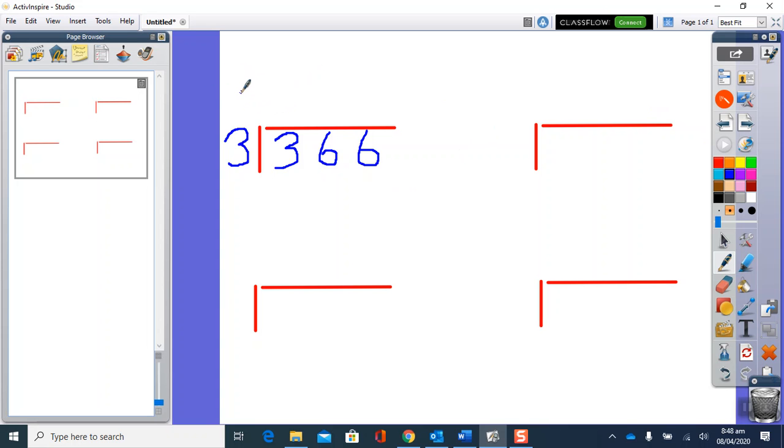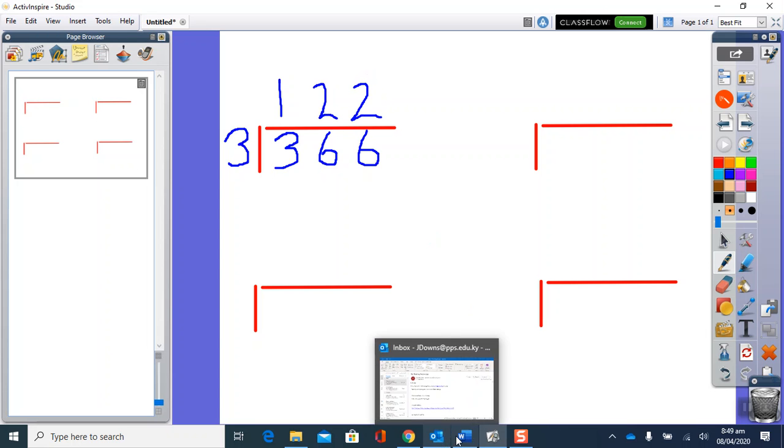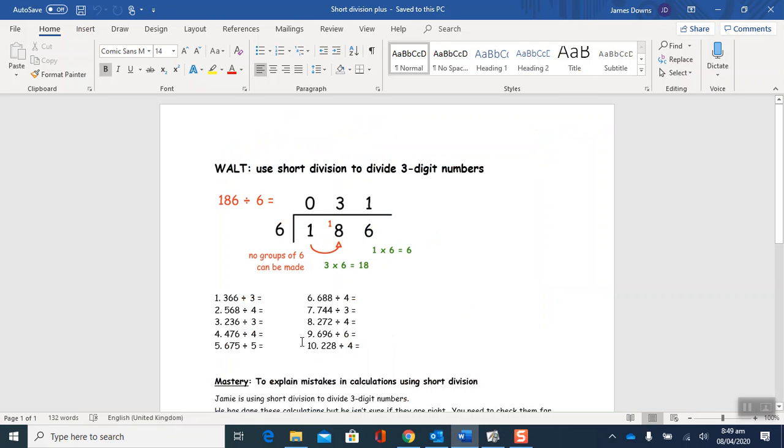So how many 3's go into 3? I'll count up. 1 3. How many 3's go into 6? 3, 6. 2 3's. And how many 3's go into 6 again? 1, 2. Easy peasy. A very easy start. Then let's have a look at the next one. It's a bit more challenging. So 568 divided by 4. Okay, let's have a look at this one.